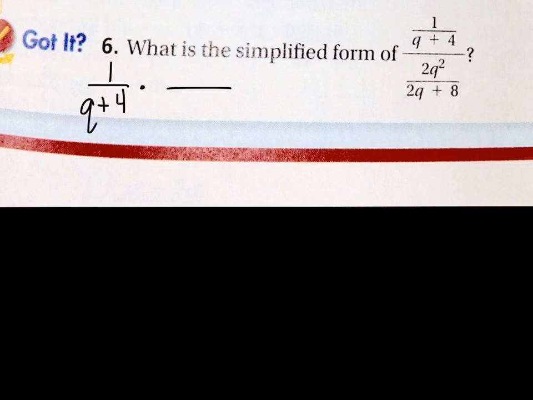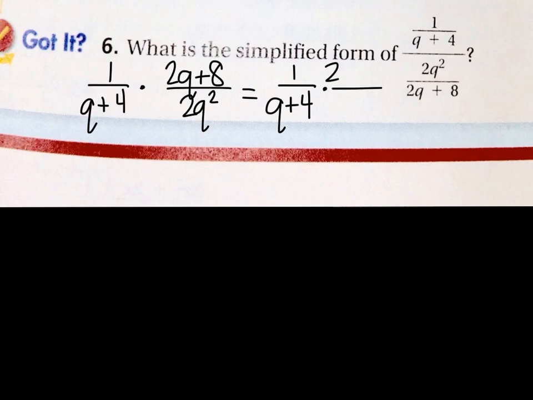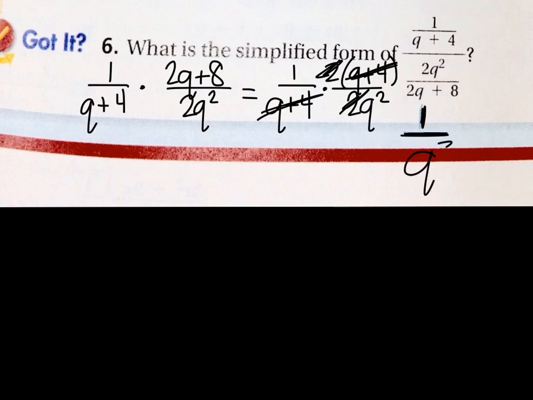I'm going to go ahead and flip. So I'm going to rewrite it and keep change flip at the same time. Now I'm going to factor. So I can't factor the first fraction, but I can factor the second one. Q plus 4 cancels, the 2's cancel, and I'm left with 1 over Q squared. And that's my answer.